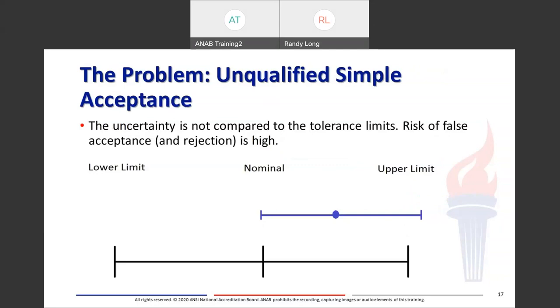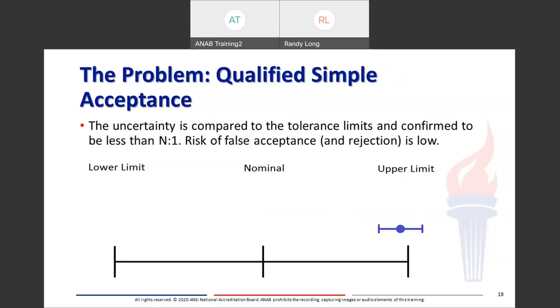Problem with an unqualified simple acceptance: the uncertainty is not compared to the tolerance limits, and the risk of accepting something that's actually bad is pretty high. If the uncertainty is compared to a tolerance limit, and that uncertainty is less than 25% of the tolerance, you can see that even if we're close to the upper limit in this case, the risk is actually fairly low.